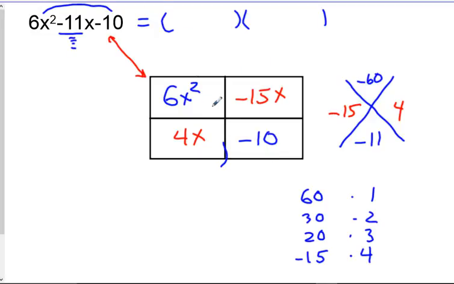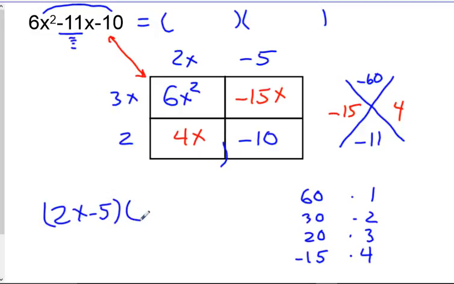So the greatest common factor between 6x squared and negative 15x is 3x. The greatest common factor between 4x and negative 10 is 2. The greatest common factor between 6x squared and 4x is 2x. And the greatest common factor between negative 15x and negative 10 is negative 5. So the length of this rectangle is 2x minus 5. And the height of this rectangle is 3x plus 2.